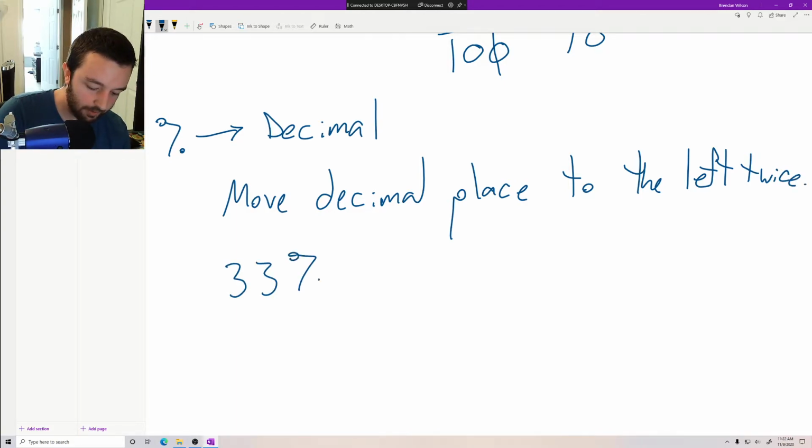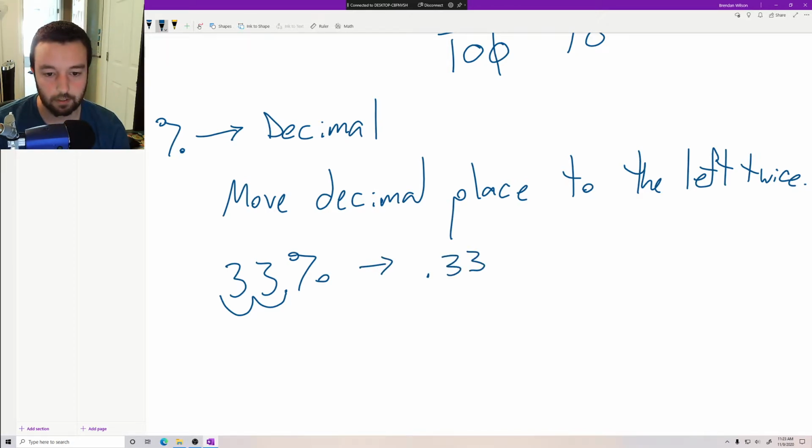Okay. So 33%, for example. Well, if we don't write down the decimal, we assume it's at the end of the number, so it's right here. So we just move it to the left twice. So this is going to be 0.33. Okay.